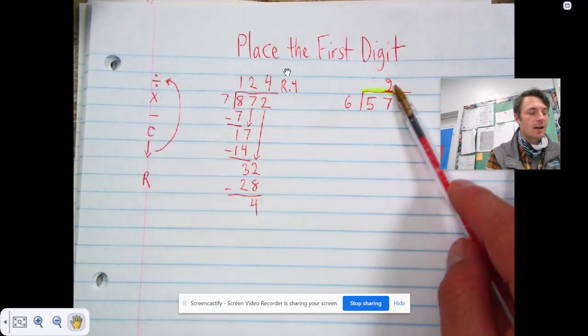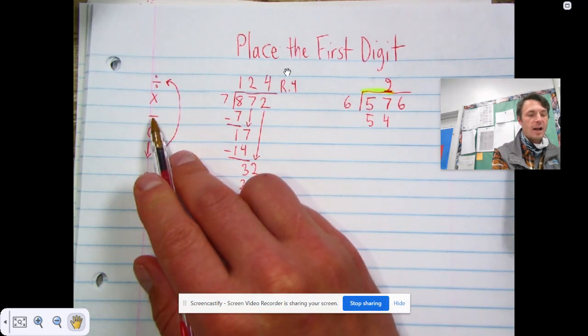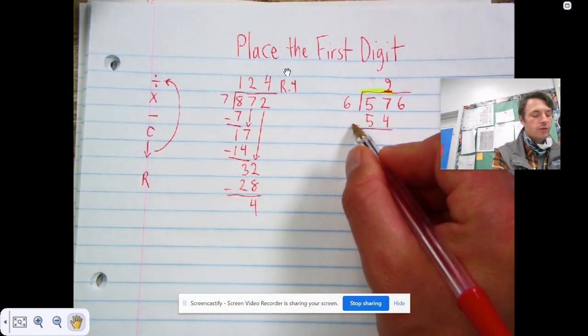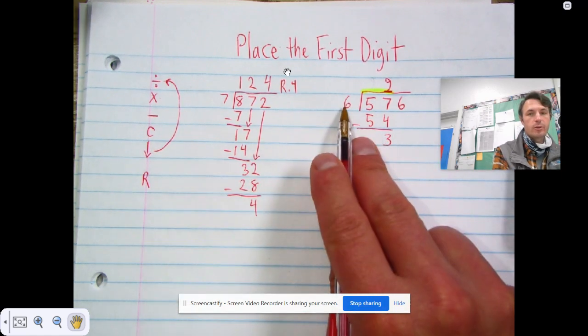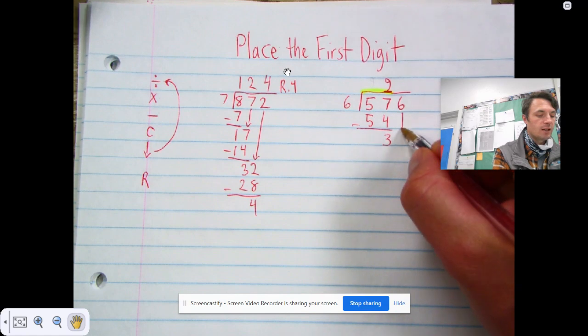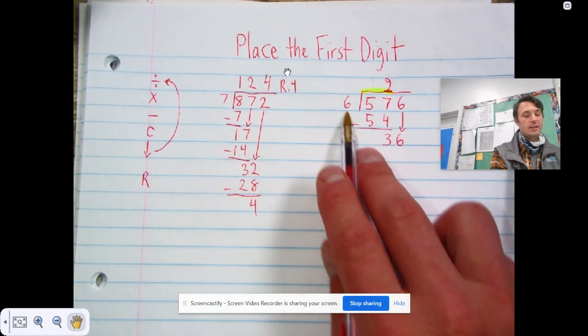Now we multiply. 9 times 6 is 54. Now we subtract. 57 minus 54 is 3. Now we compare. 3 is smaller than 6. Now we bring down the 6 next to the 3. Now we go back to divide, and we're dividing 6 into 36.